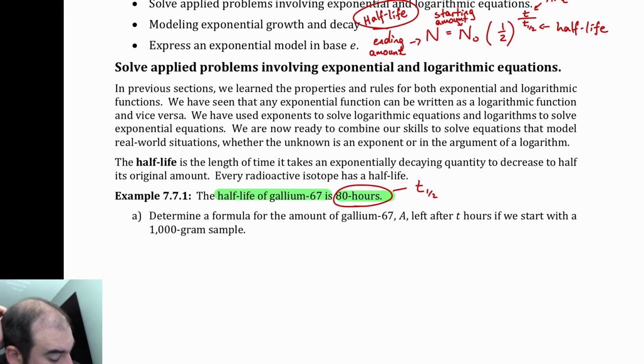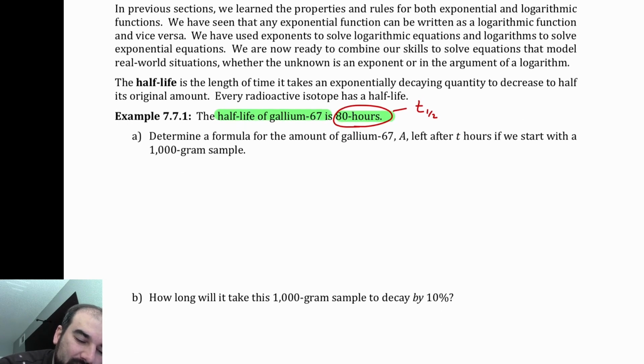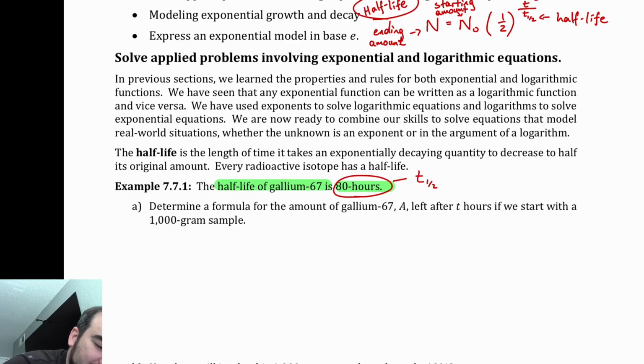Part A says determine a formula for the amount of gallium-67, A, so they want us to use the variable A there for the amount remaining after t hours if we start with a 1,000-gram sample. So we're not given a time, but we're told that we're just going to write the formula for t hours. And A is going to be our amount left, our ending amount.